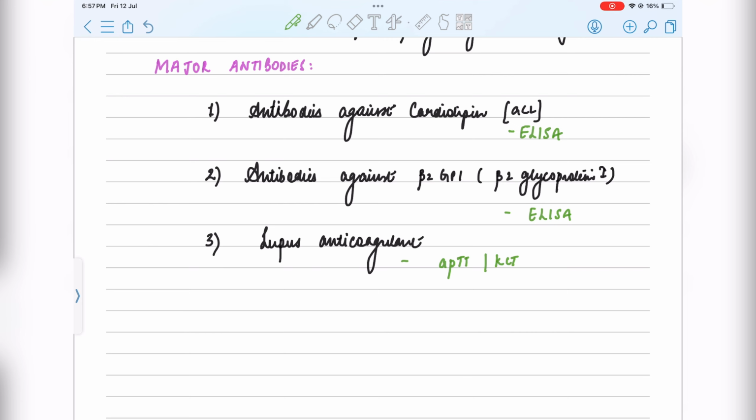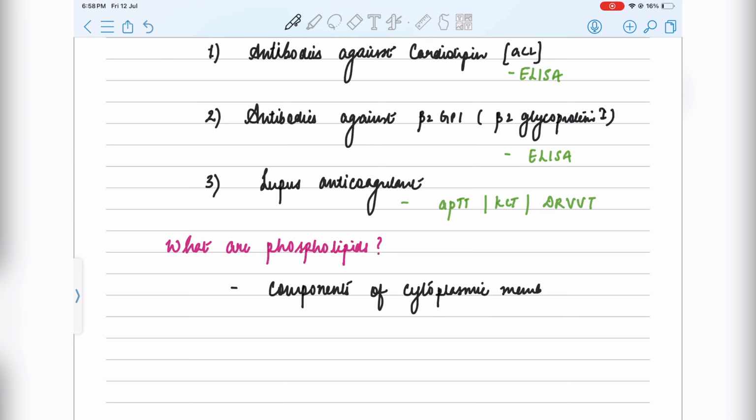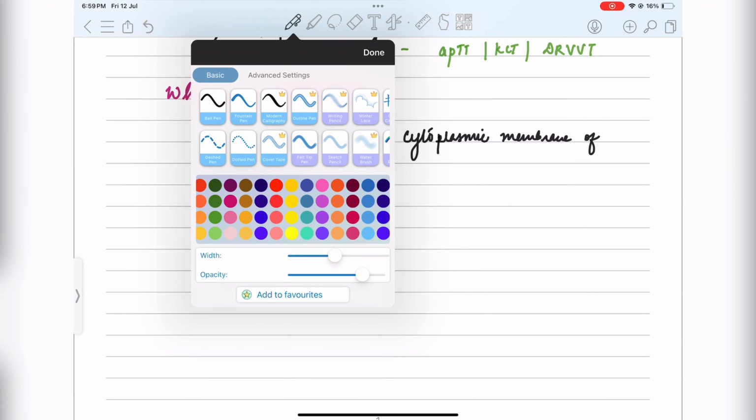And how can we detect them in the body? Antibodies against cardiolipin and antibodies against beta-2 glycoprotein can be detected by ELISA. And lupus anticoagulant, since it affects the prothrombin time, can be detected by APTT, KCT and DRVVT. DRVVT is the dilute Russell viper venom test. These are the important assays by which we can detect the antibodies.